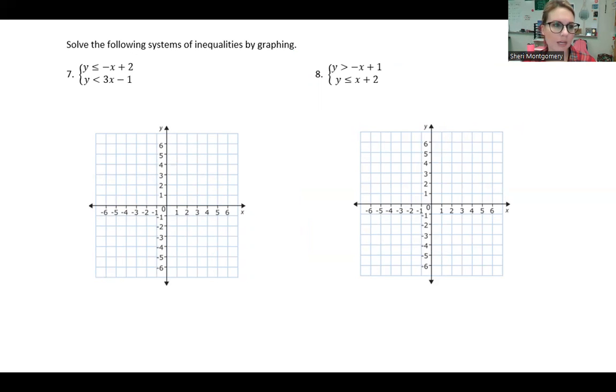So I'm going to start with the first line. My y-intercept is 2, so I'm going to go up to 2 and put a point. This is going to be a solid line because there's a solid line underneath the inequality symbol. The slope is -1, so I'm going to go down 1 over 1, or to save time, I could go down 2 over 2 or down 3 over 3.